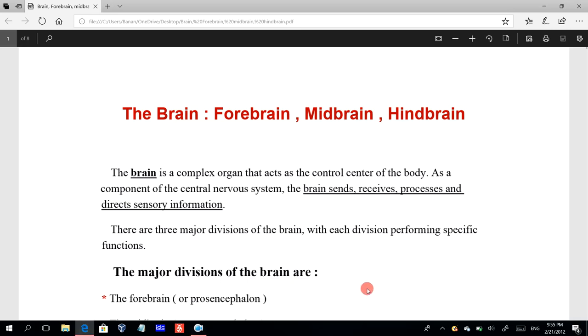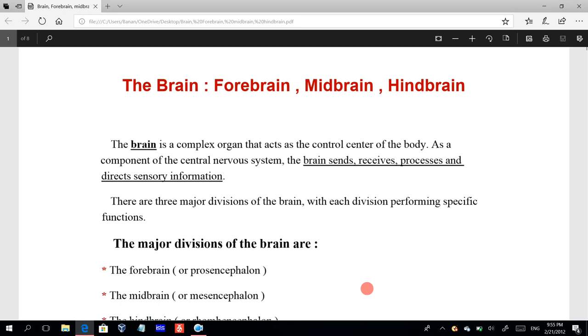بسم الله الرحمن الرحيم. My lecture today is about the brain and its main divisions, which are the forebrain, midbrain, and hindbrain. The brain is a complex organ that acts as the control center of the body. That is to say, all the activities of the body are under the control of the brain.